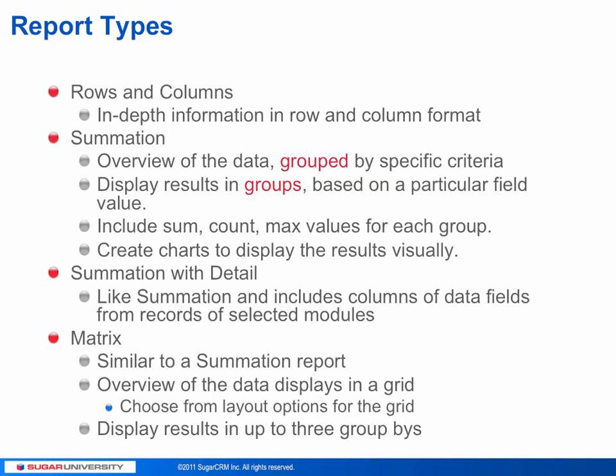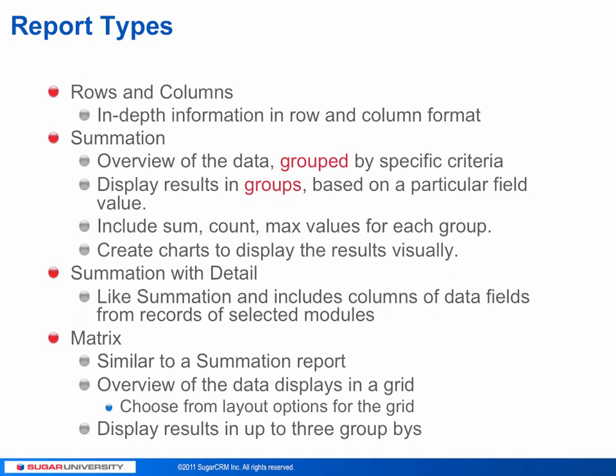There are 4 types of reports in Sugar. The first one is a rows and columns report. This is in-depth information in a row and column format, very similar to an Excel spreadsheet. Summation reports provide you with an overview of data grouped by specific criteria. It displays the results in groups based on particular field values. It can include the sum, count, and max values for each group. And it also can provide a chart to display results.